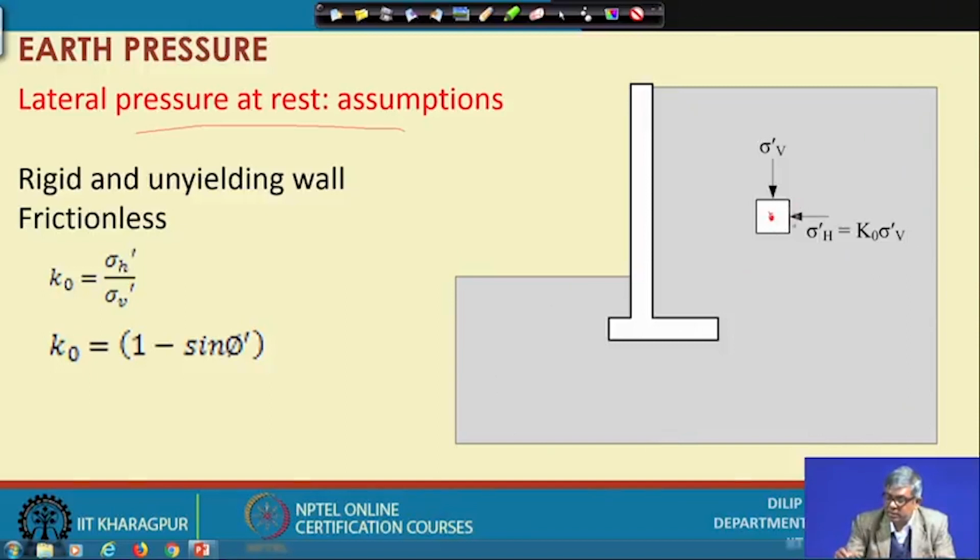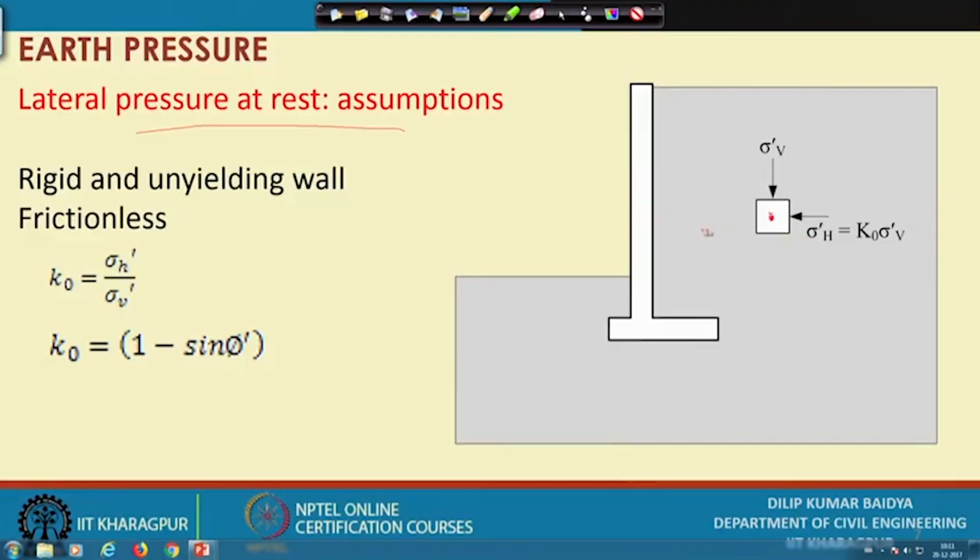At any point I can imagine a stress condition. Here sigma v will be there, which we can calculate based on the soil above it, and I can find out the lateral stress. The lateral stress will be smaller compared to sigma v, and it will be equal to K naught times sigma v. So, K naught is the lateral earth pressure coefficient at rest condition. This sigma h can be written as small h, and this is also small k. So, K naught is nothing but sigma h dash by sigma v dash.